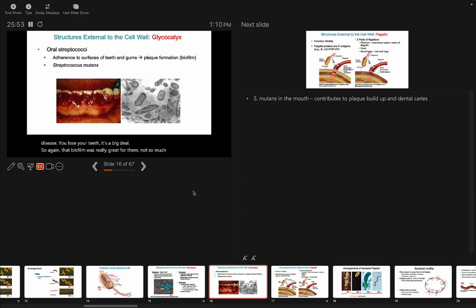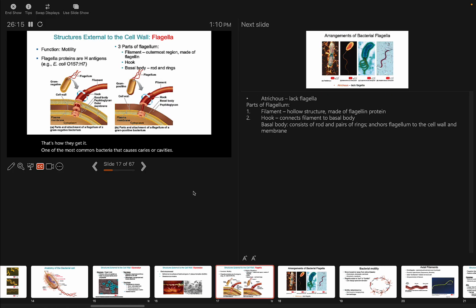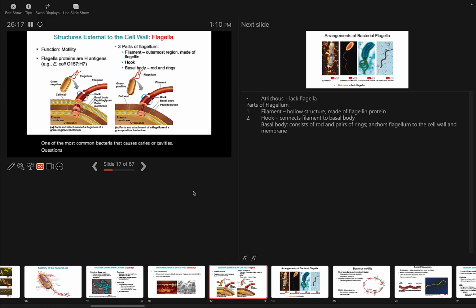So Streptococcus mutans is a bacterium that is capable of doing this. Very, very common in the oral cavity. This is why they recommend if you have kids, you don't kiss them on the mouth, no matter how cute your babies are, because you have that bacteria, they're not born with it. That's how they get it. It's one of the most common bacteria that causes caries or cavities. Questions about the glycocalyx, its role in virulence, and just its role for bacteria in general?